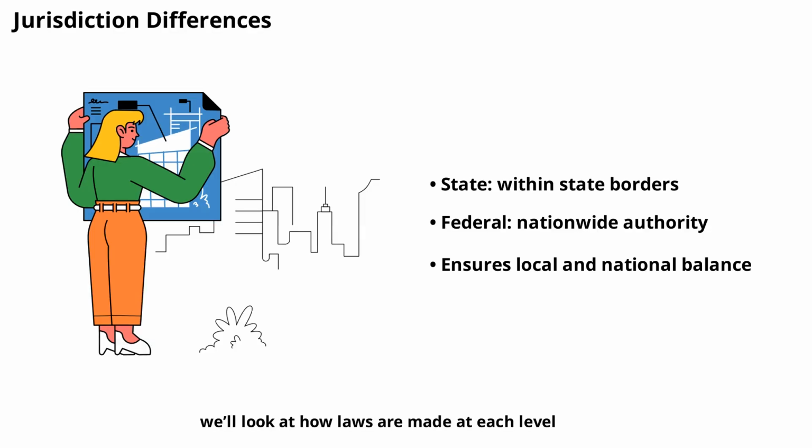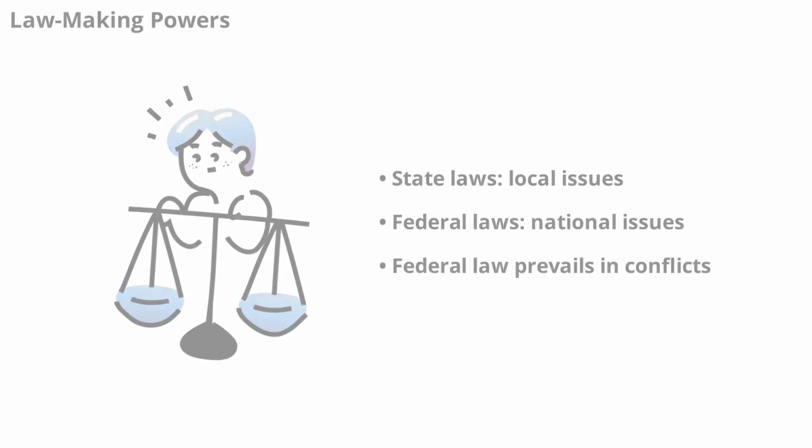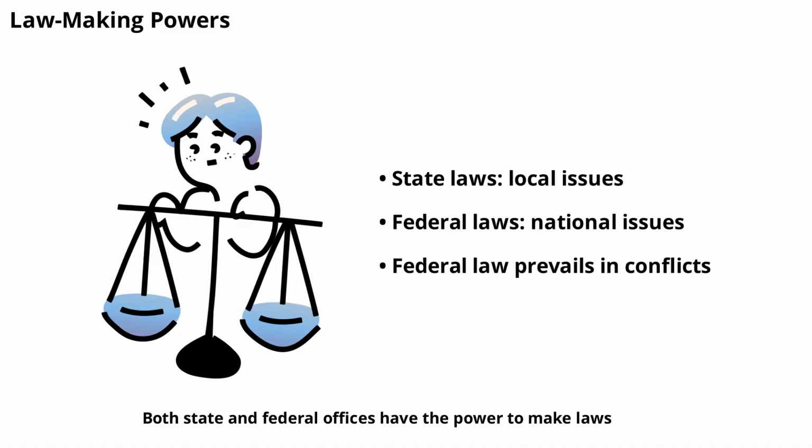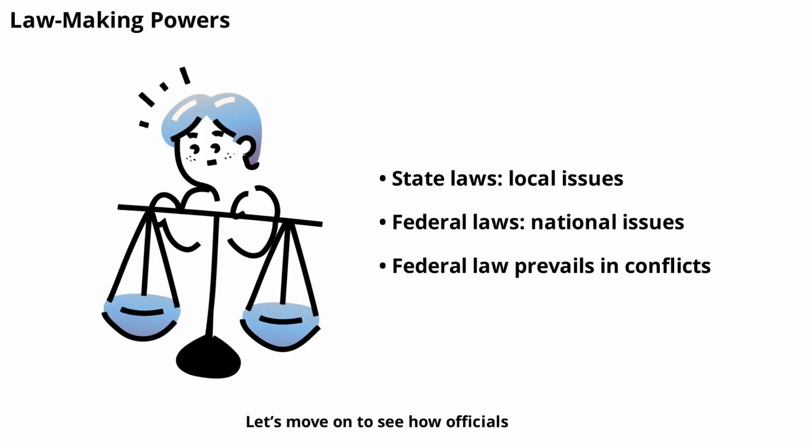Next, we'll look at how laws are made at each level. Both state and federal offices have the power to make laws, but the scope of those laws is different. State legislatures pass laws that apply only within their state, covering issues like education, transportation, and public safety. Federal offices, such as Congress, create laws that apply to the entire nation, dealing with matters like immigration, civil rights, and interstate commerce. Sometimes, state and federal laws can overlap, but if there's a conflict, federal law usually takes precedence.